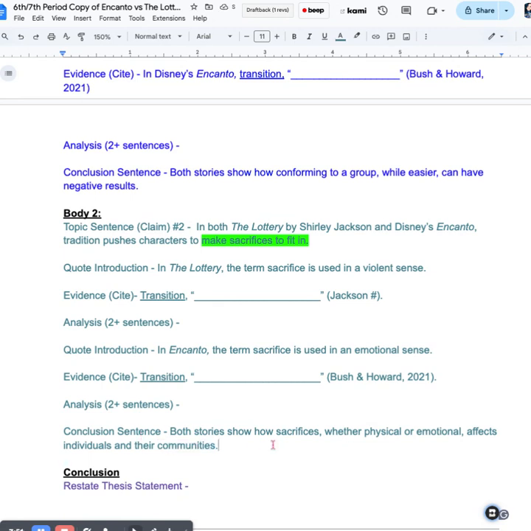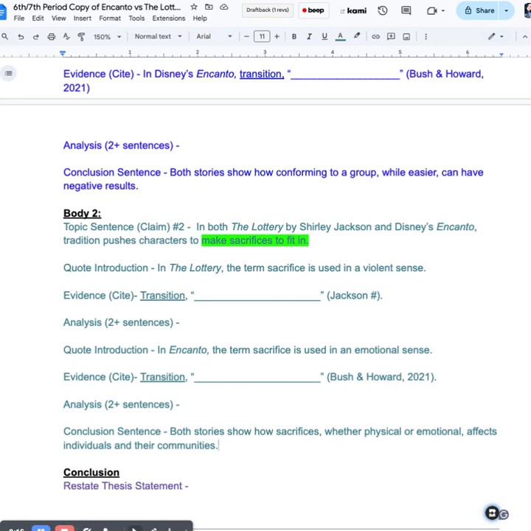Okay. Keep in mind, communities doesn't just go for the lottery. I know in the lottery, the whole community would be making the sacrifice, but also in Encanto, if you think about it, the community that lived around the Encanto, around the house, they also were very concerned about the well-being of the Madrigal family because they relied on the magic from them. So when we say communities, we're not just talking about the lottery, okay?